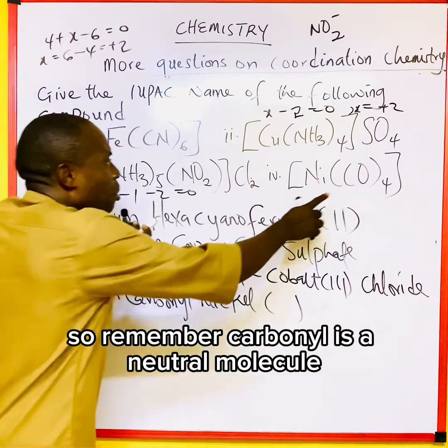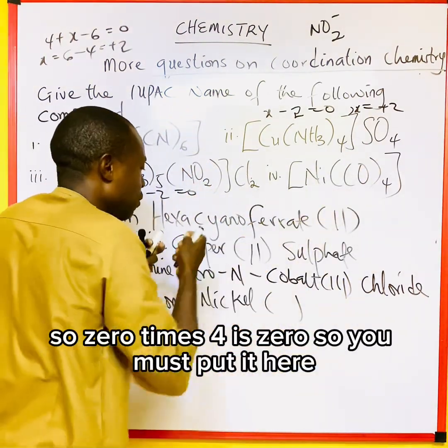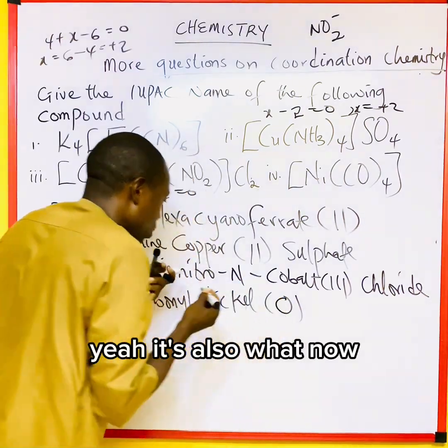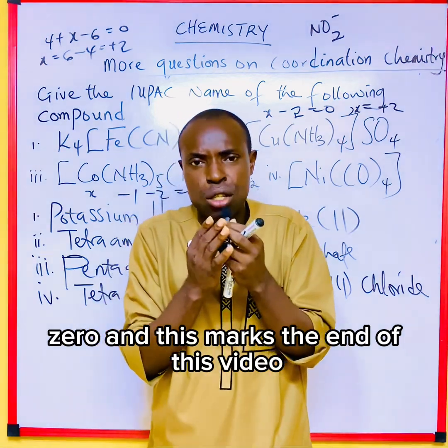So remember, carbonyl is a neutral molecule having an oxidation number of 0. So 0 times 4 is 0. So you must put it here. It's also 0. And this marks the end of this video.